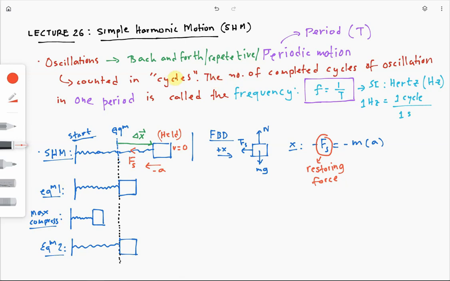Folks, welcome to lecture 26, where we will start our discussion on waves. We start with the simplest, or actually the most widely used wave motion, the topic of simple harmonic motion.